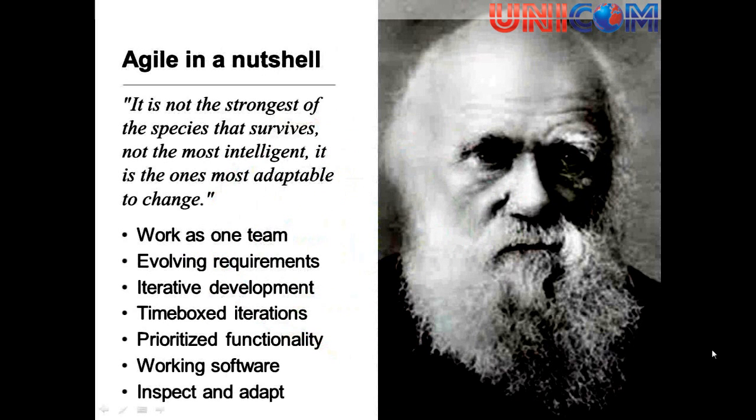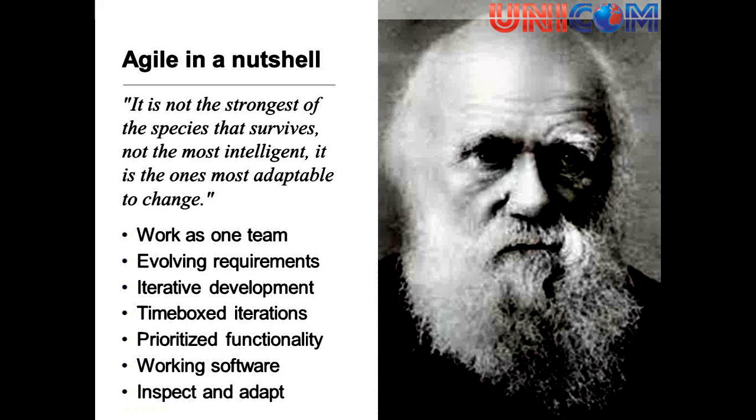Let's have a look. So, Agile in a nutshell. You'll often see the Darwin image when people are talking about Agile. It's not the strongest of the species that survives, it's not the most intelligent, it's the ones most adaptable to change. So it's your ability to change course.